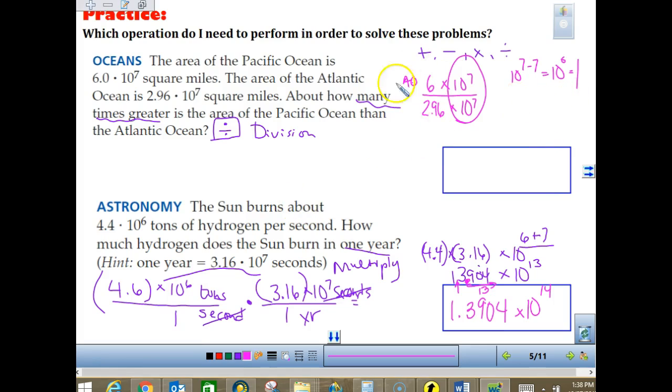And just by estimating this, about how many times bigger is it without even using my calculator? 6 divided by 3 is 2, so about 2. And I think it comes out on your calculator 2.02, right? So if you actually do that, you would have got 2.02 times 10 to the 0, or 2.02 times 1, which isn't that just about 2 times larger? So 2 times larger is what we are looking at.